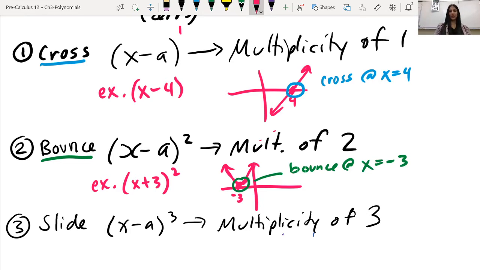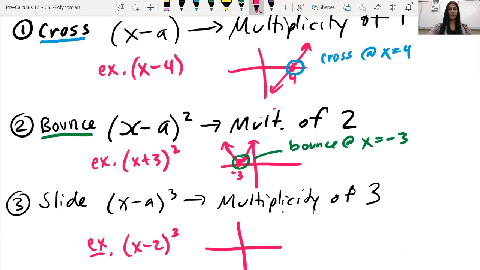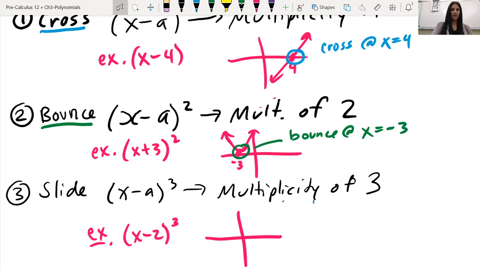Okay, so then moving on to the last one, (x − a)^3, that's where we would get a slide. So this is a multiplicity of 3. Let's take a look at an example of something like (x − 2)^3. You've even seen these before, but you probably didn't know what they were called. So at positive 2, I have what's called a slide.